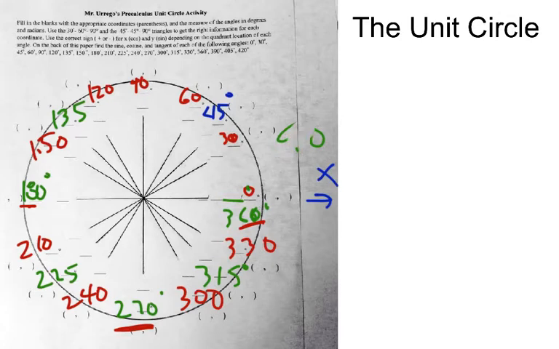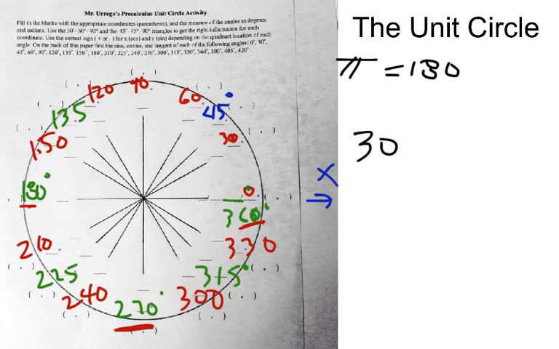We need to work with pi radians. So the basic conversion unit is pi equals 180. If I have 30 degrees and I need to turn that into pi radians, what I'm going to do is multiply by a fraction, and I'm going to use this conversion unit.